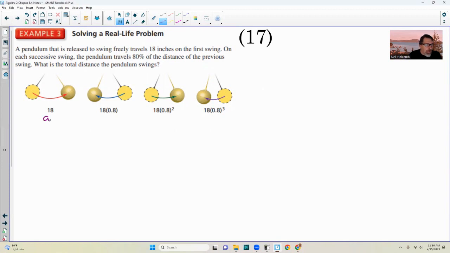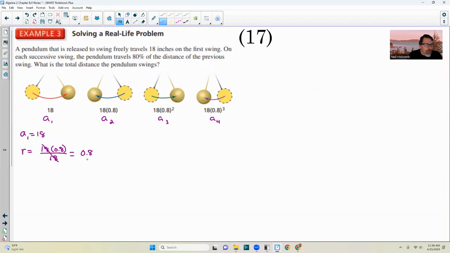So this is a sub 1. This is a sub 2. This is a sub 3. And this is a sub 4. So we know what a sub 1 is. It's 18. And r, our common ratio, is any term divided by the term before it. So if I take 18 times 0.8 and divide it by, because this is my second term, divided by the first term, the 18s cancel, and our common ratio is 0.8.